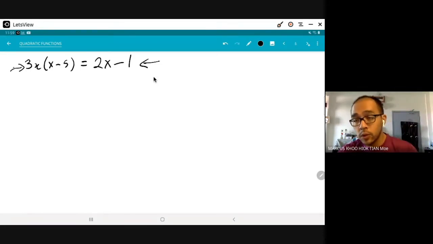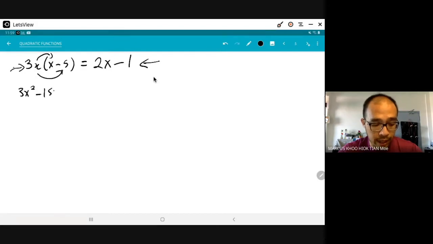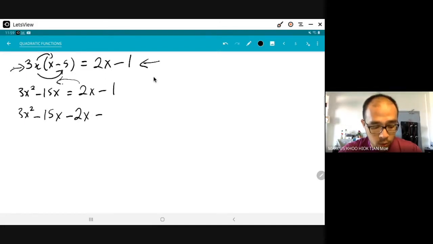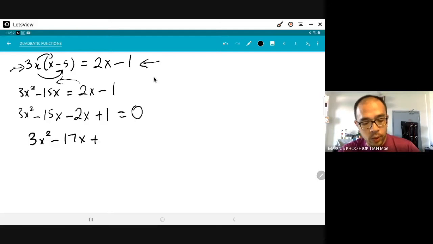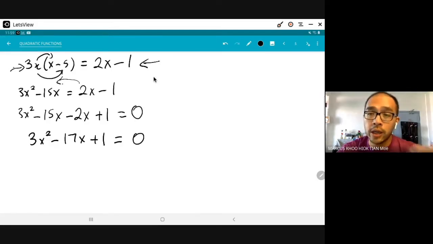And then lepas itu, kamu do the completing the square. Okay, so kita darab masuk di dalam, we will get 3x squared minus 15x equals to 2x minus 1. Okay, saya pindah semua ke sebelah, 3x squared minus 15x minus 2x plus 1 equals to 0. So last saya akan dapat 3x squared minus 17x plus 1 equals to 0. Okay, use the completing the square method.